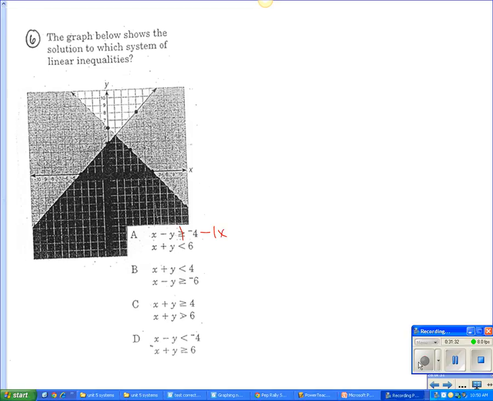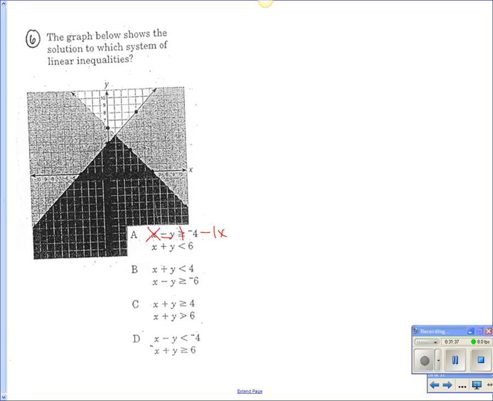Number 6. The graph below shows the solution to which system of linear inequalities? Josh, what do I need to do first? All right, so let's start with A. Josh, how would you solve the first one? What would you do? Minus your 1x. What else do you have to do, Josh? Yes, you got to divide by -1. Guys, what is going to happen? Very good. The sign is going to flip. Less than or equal to.